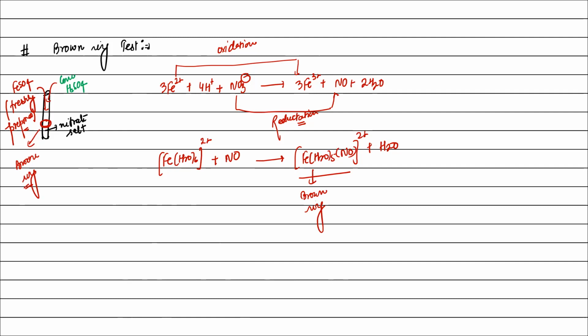Is it clear? This is the brown ring test for nitrate ion. Clear here? At the junction of iron sulfate and concentrated H2SO4 with nitrate, there is formation of a brown ring. The complex that is responsible for the nitrate test during the brown ring is [Fe(H2O)5 NO]2+.